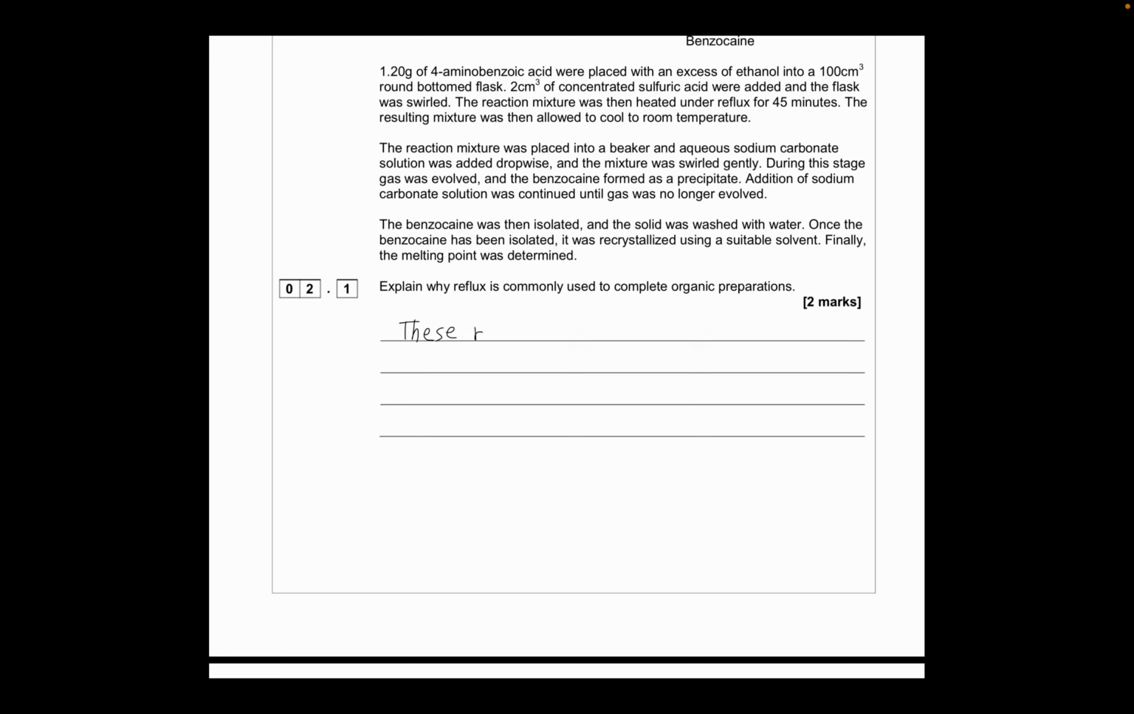So these reactions are slow as they require covalent bonds to be broken. We're just going to write every good point for 2 marks. As they require covalent bonds to be broken. And this heat speeds up these reactions, these processes in this case.